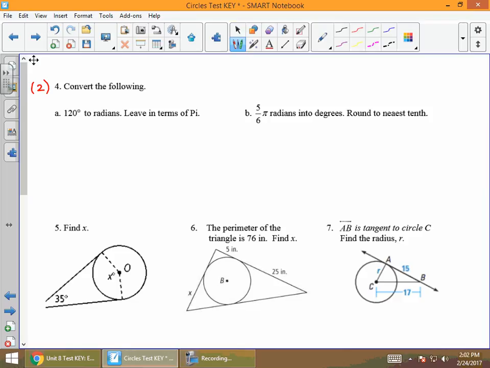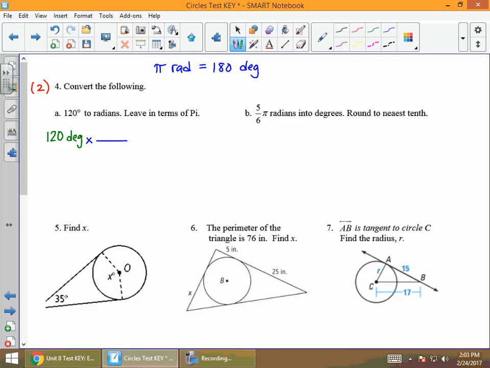It wants us to convert 120 degrees into radians, which means I need to multiply by a scale factor. And this scale factor has to be something that is equivalent to 1. And we said pi and 180. We have pi radians is equal to 180 degrees.